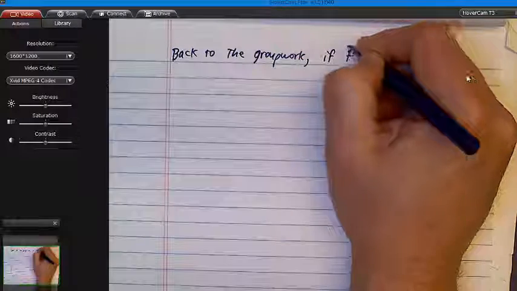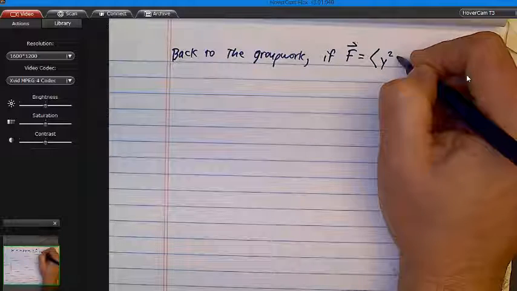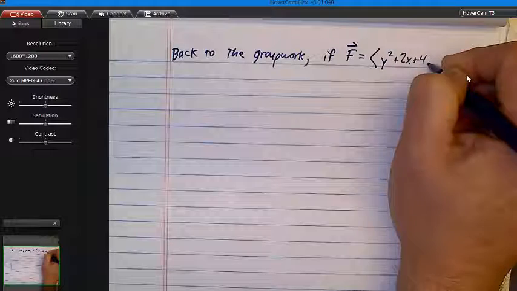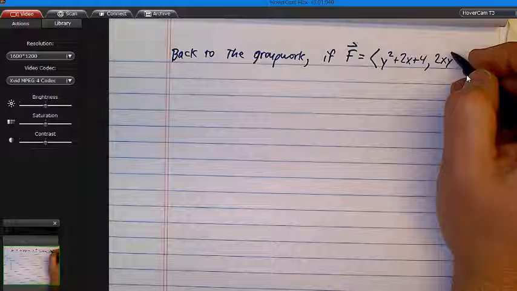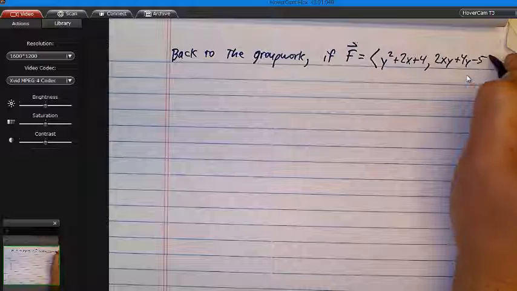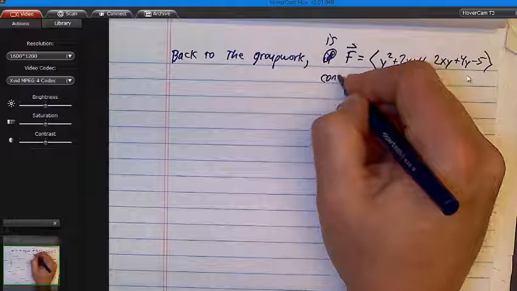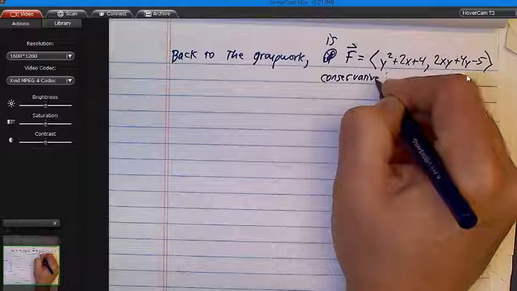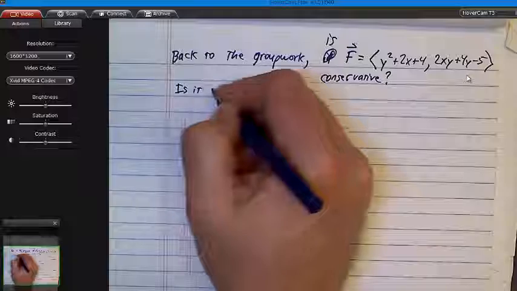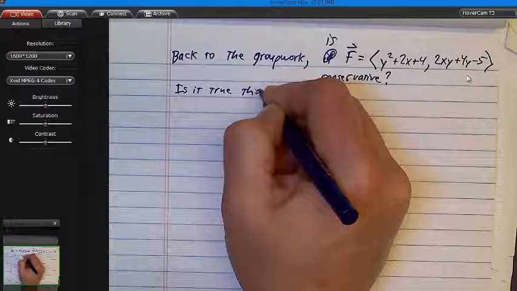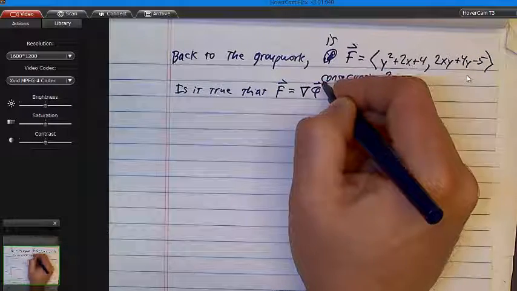Is the f there? And what did f equal? Correct me if I'm wrong here, y squared plus 2x plus 4. That was the i component. And then you had 2xy plus 4y minus 5. Was that it? This is just two dimensions. So is this function conservative? Again, what does that mean? Is it true that f is the gradient of phi for some phi?